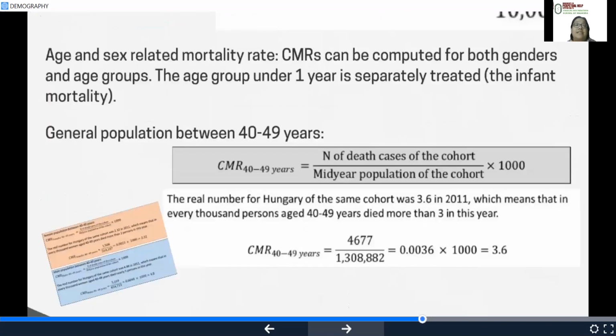If it's age and sex related mortality rate, crude mortality rate can be computed for both genders and age groups. The age group under 1 year is separately treated, so that is your infant mortality. Take the general population 40 to 49 years: the number of death cases of the cohort over the mid-year population of the cohort times 1,000. So you get 4,677, the deaths for 40 to 49 years over your mid-year population, which gives you 3.6.